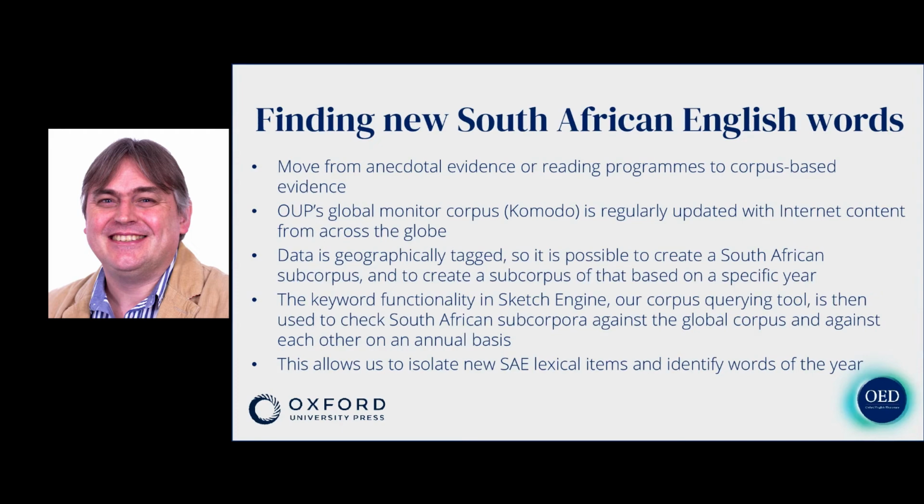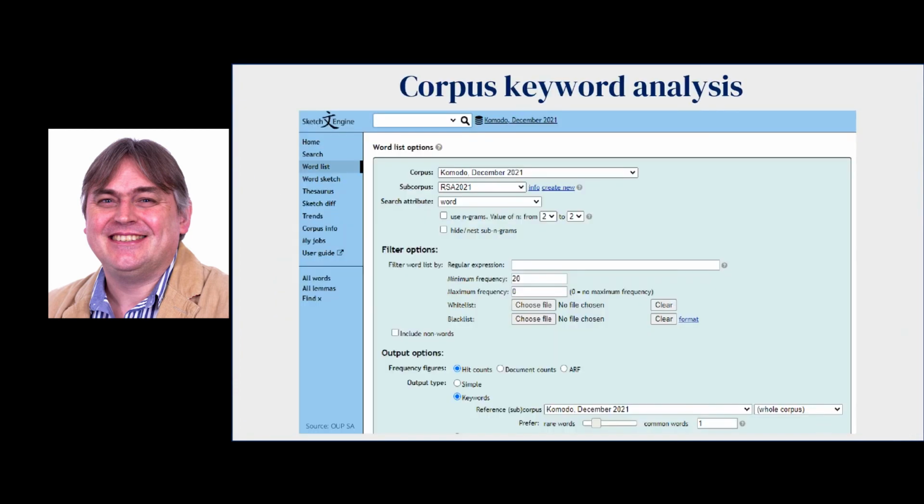But also, we are able to use our textbook corpora, where we've put all our OUP SA textbooks into a corpus, and do a similar keyword analysis. And this all allows us to isolate new South African English lexical items, identify words of the year, and as I've said earlier, even allows us to make sure that we give full coverage to South African curricula in our South African school dictionaries. Just a quick slide on how that would work.